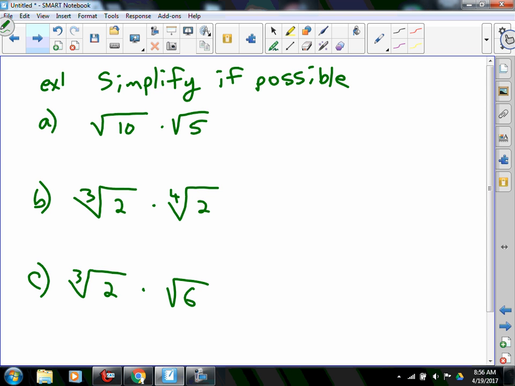All right. So the first one, anybody think they have an idea what we could do here, what we should do here? Take a 2 and a 5 and from the 10?